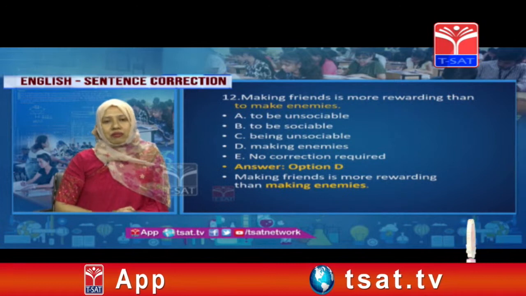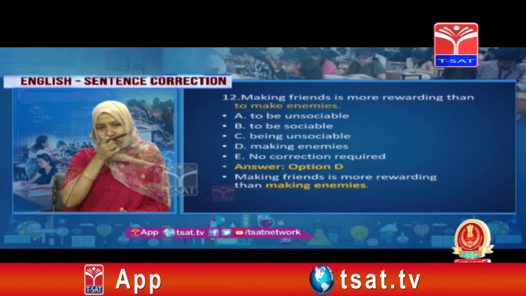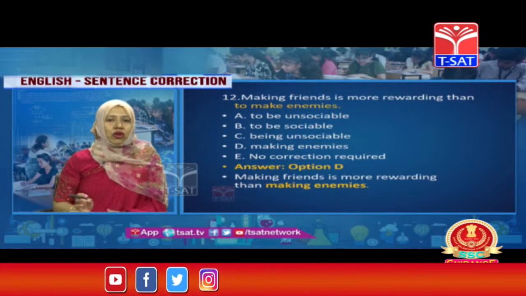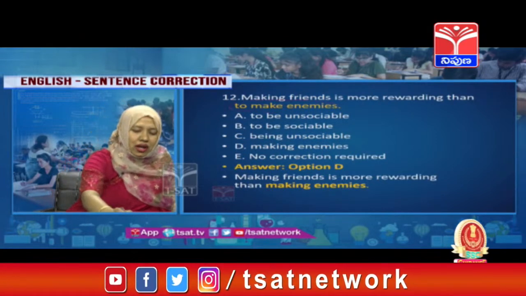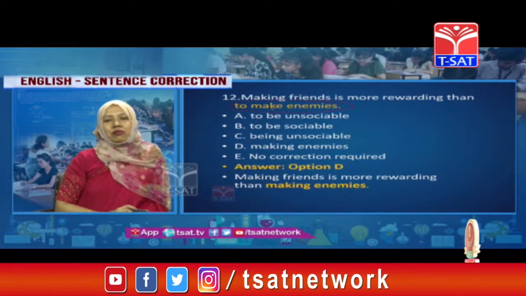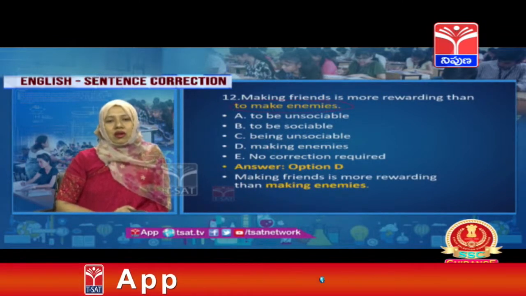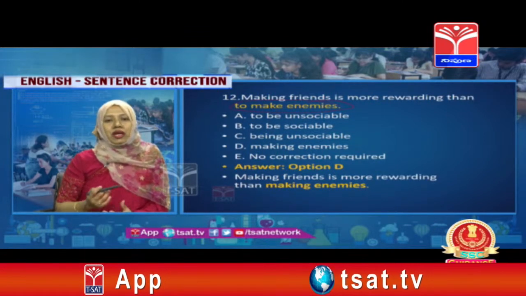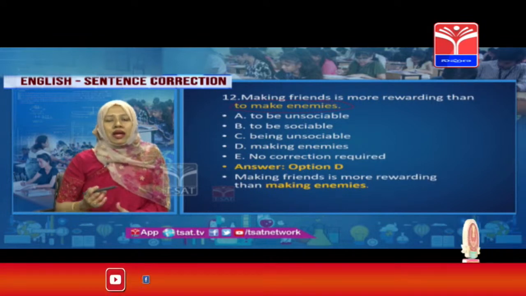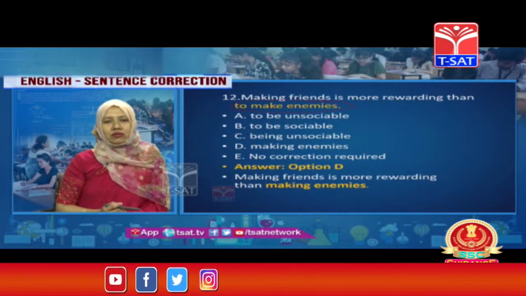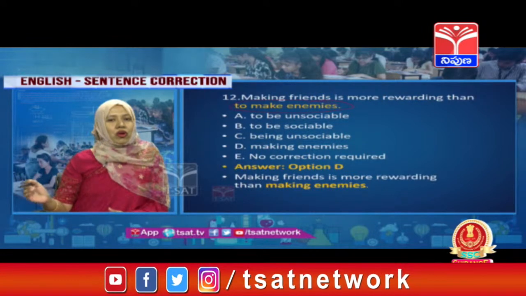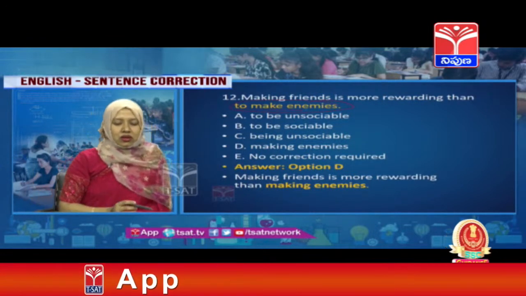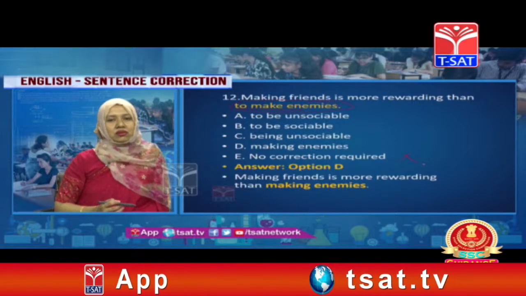Let us look at another example. Making friends is more rewarding than to make enemies. Making friends is more rewarding than, now you have to stress on the highlighted words, to make enemies. There is a mistake here. Now, what are the options? To be unsociable, to be sociable, being unsociable, making enemies, no correction required. Making friends is more rewarding than to make enemies. There is a mistake here. So, the no correction required option is wrong.